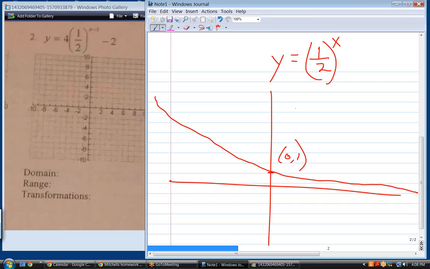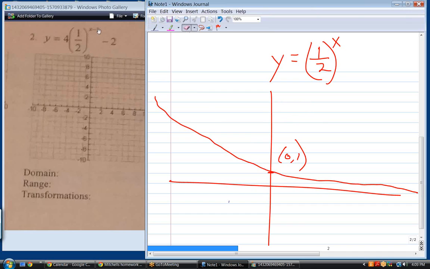Now, what 3 things are going on here? Isn't it a vertical stretch by 4? Good. Which basically means that every single point on this curve goes up by 4. In other words, this point that's at (0, 1) goes up to (0, 4), if I was only doing a vertical stretch.